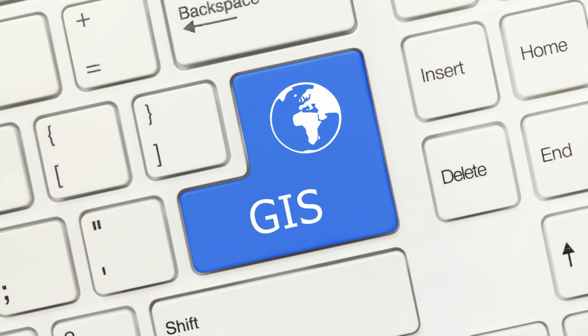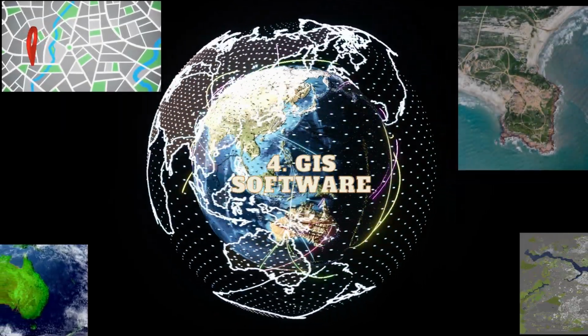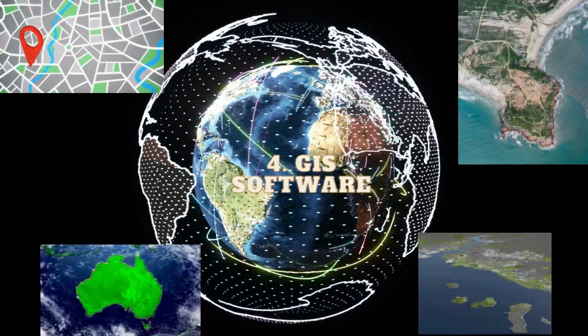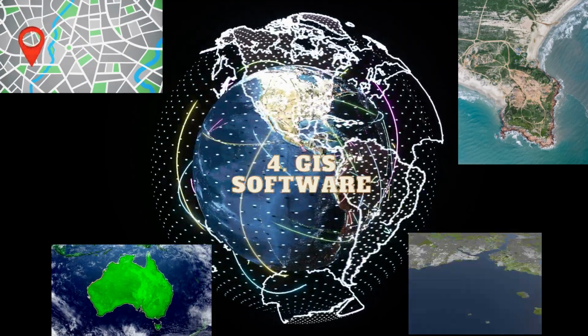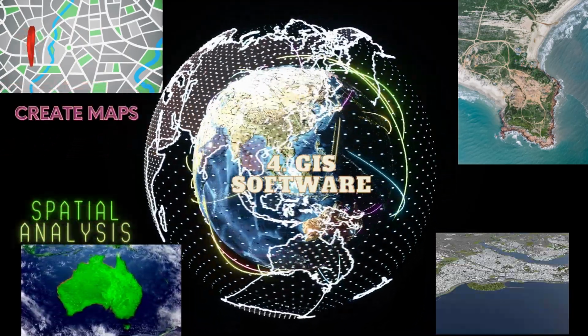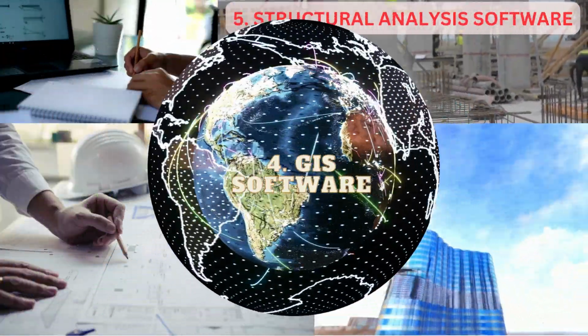The fourth group is the GIS software, or Geographic Information Systems, such as ArcGIS or QGIS, which can help civil engineers analyze and manage geographic data related to infrastructure projects. With GIS, engineers can create maps, visualize data, and perform spatial analysis to inform decision making.